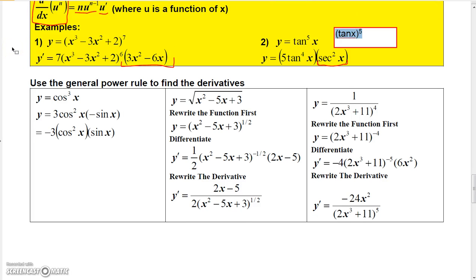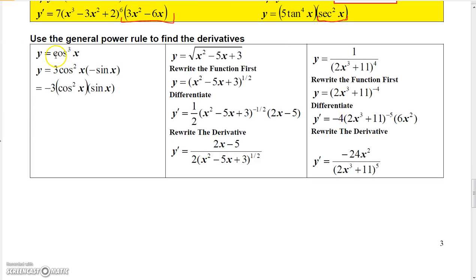Now let me look at a couple more examples. So if I want the derivative of cosine cubed x, then what I'm going to do is apply the general power rule, and I'm going to have 3 times the cosine squared x, and then times the derivative of cosine, and the derivative of cosine is minus sine x. And here I just kind of rearrange it for you.